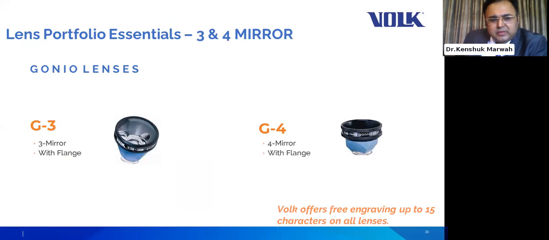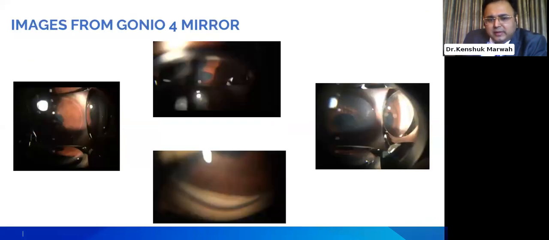So these are the images of the 3 mirror with flange, and the G4 4 mirror with the flange. These are the images taken by me of the 4 mirror lenses. The image here just shows us how much easier our work becomes, that we can see the superior aspect of the angle, the inferior aspect of the angle, and the temporal and nasal parts all together. So we have a quick look at it.